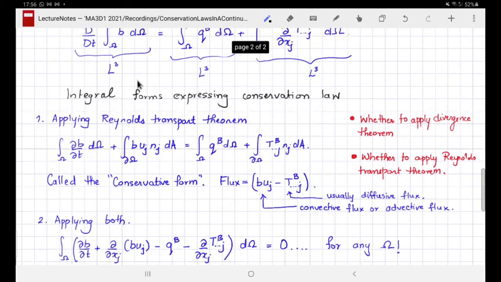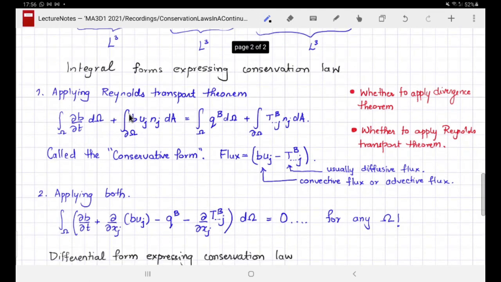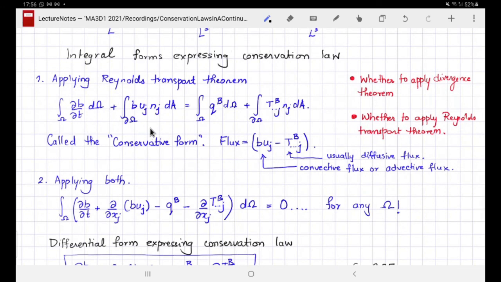So let's say we only apply the Reynolds transport theorem, then the left-hand side is given by these two terms. There is one term that comes from the rate of change within a fixed volume, not necessarily moving with the fluid. And the second term accounts for the error incurred because the volume was held fixed. The error comes from the fact that fluid can flow in and out of that volume and carry this property B with it. That's that term.